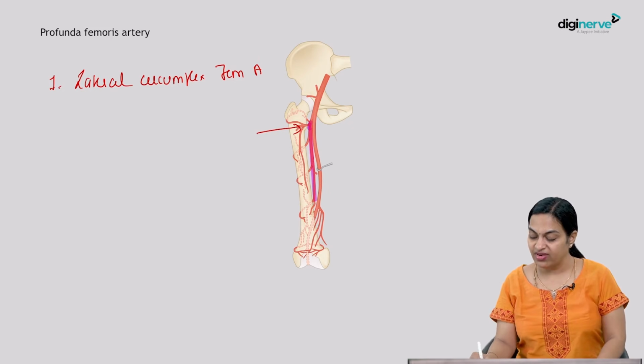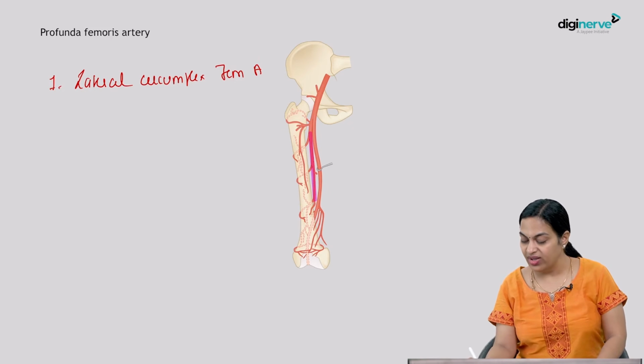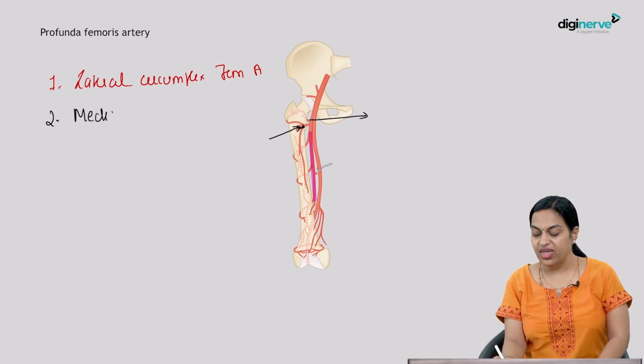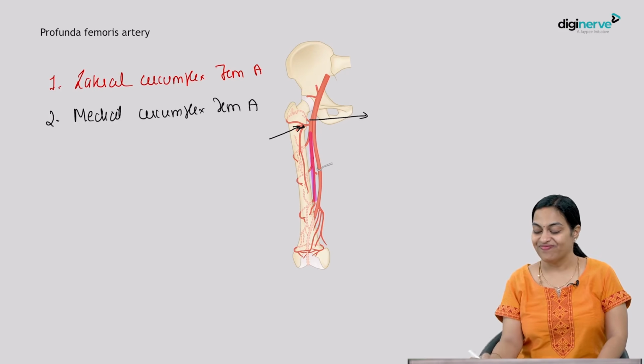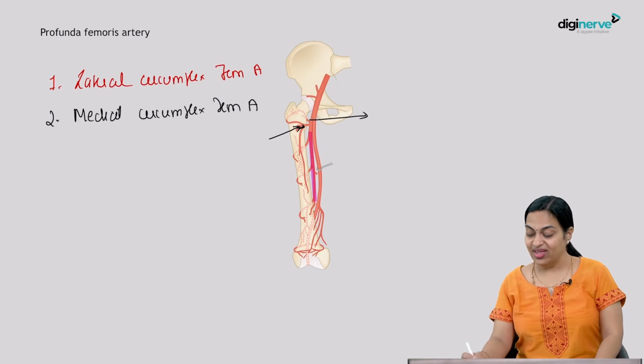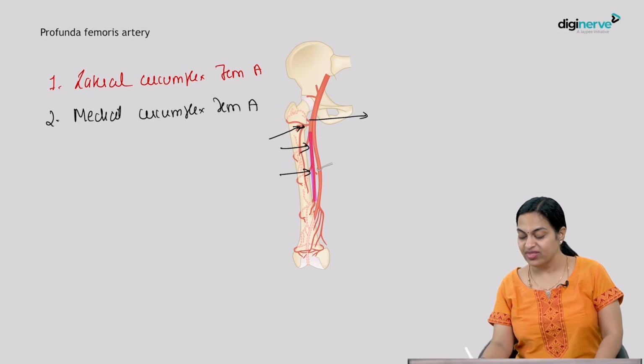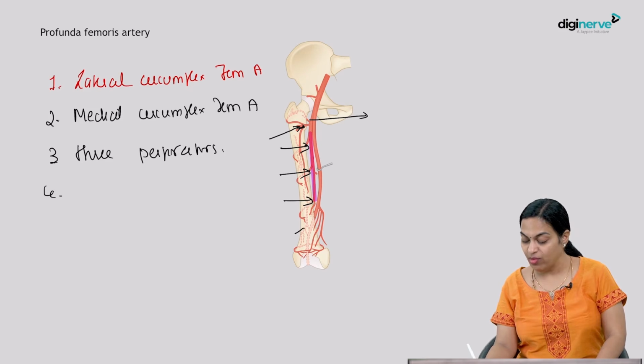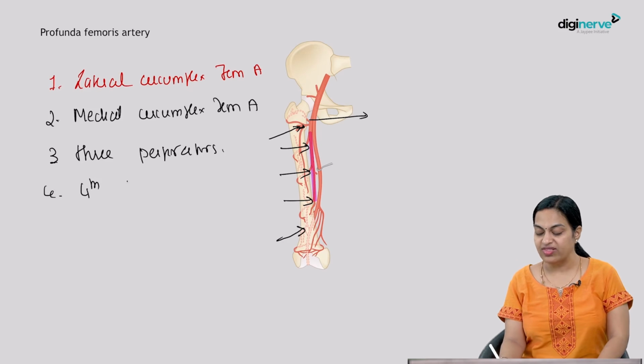The lateral circumflex femoral artery is this one, right? And then this one here going more medially, that is the medial circumflex femoral artery. Okay. And then it gives off three perforators, the first, second and third. There are three perforators. And the termination of the profunda femoris itself continues as the fourth perforator.